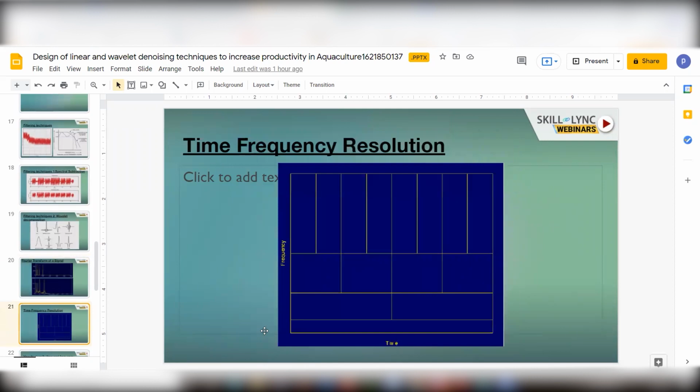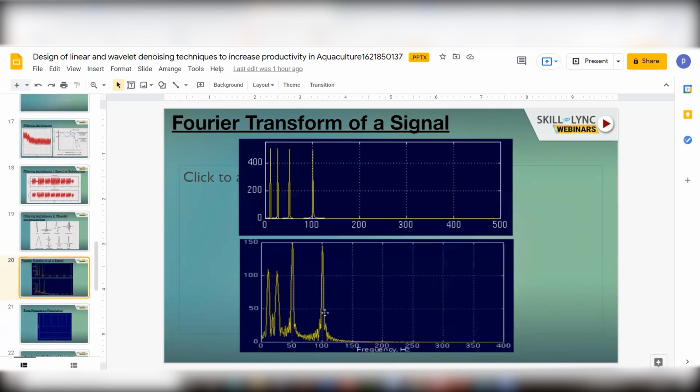So what is time and frequency resolution? If we take the Fourier transform, this is the frequency spectrum, so there is 100% frequency resolution. That means you can see what frequencies are present in the signal. But you cannot say at what time intervals those frequencies are generated in both the signals. So the Fourier transform will give you complete frequency resolution but zero time resolution.